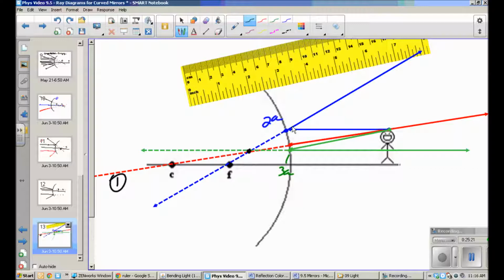So there's our image. Hello. Don't forget his feet are always on the line. This dude is, in fact, right side up and virtual. Cool? Cool. So that's how you do the ray diagrams.